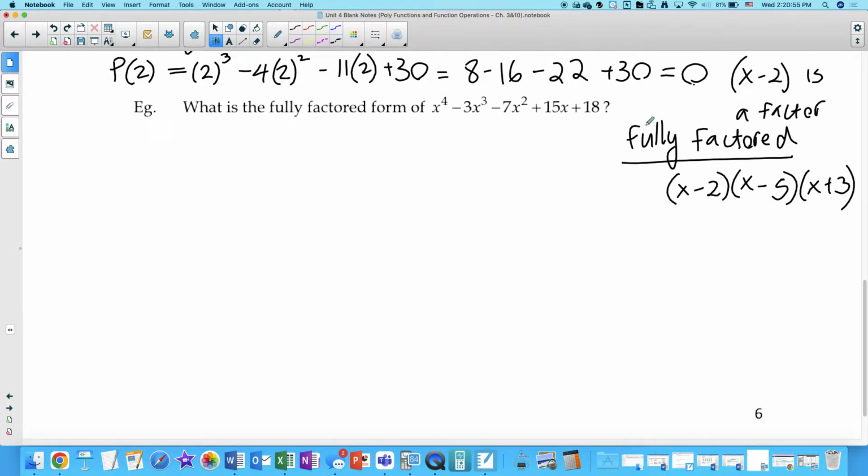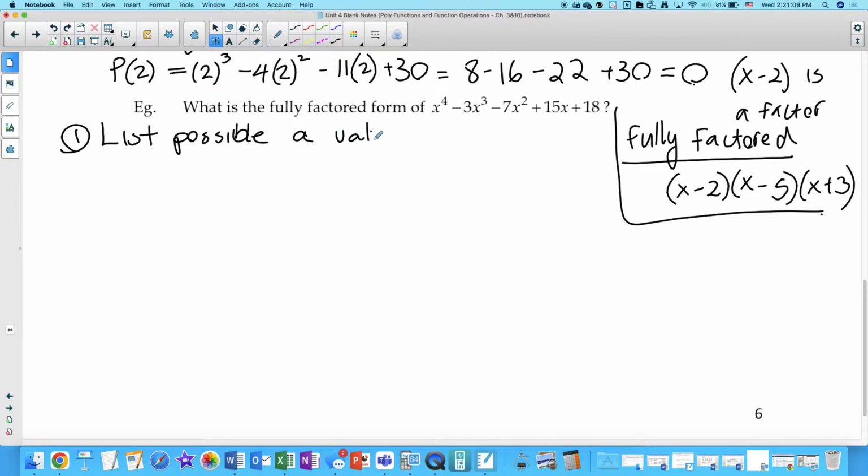Okay, so the first thing you need to do is list possible A values if x minus A is a factor.